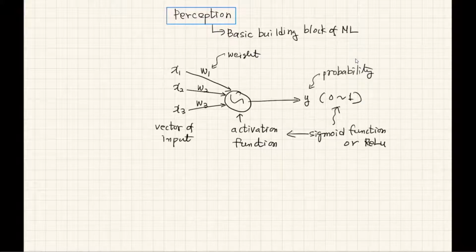I think in a sense, this is one perceptron deep neural network. So the perceptron is composed of input x1, x2, x3, and weight w1, w2, w3, and activation function and output y. This is very fundamental building block of machine learning. There might be some different type of activation function, but I may consider sigmoid function.